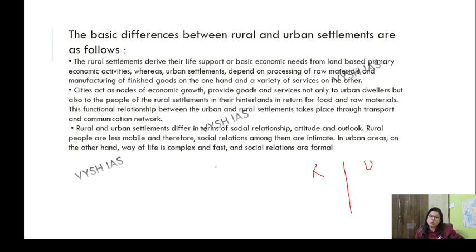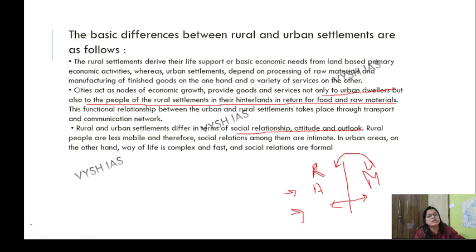In rural areas the primary source is agriculture. They depend on primary activities, and when we talk about urban, they depend on manufacturing. So the cities act as nodes of economic growth, serving not only urban dwellers but also people from rural settlements and hinterlands, in return for food and raw materials. So these are helpful and interlinked. The functional relationship between rural and urban takes place through transport and communication networks.